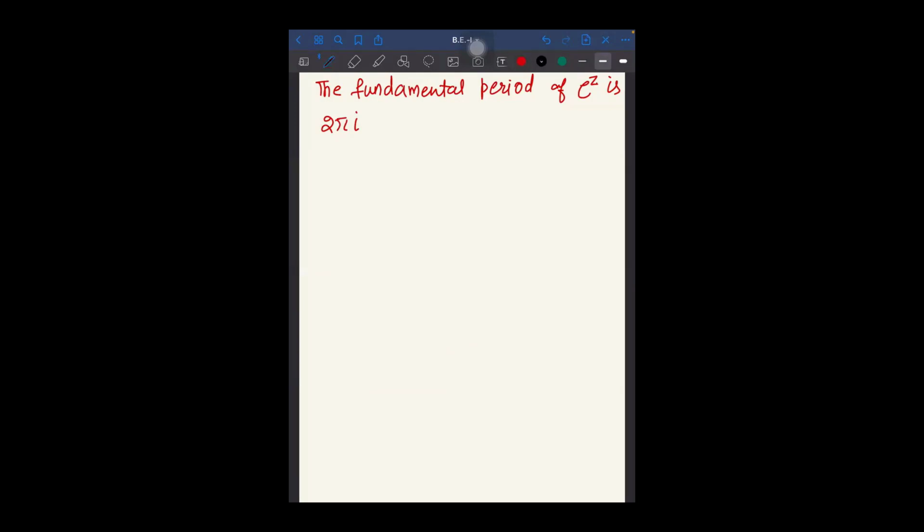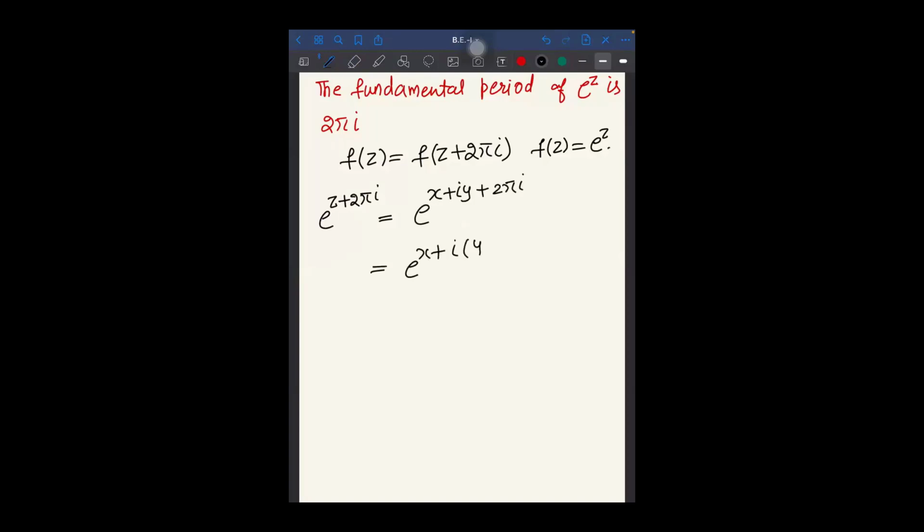Of course we need to prove that f(z) should be equal to f(z + 2 pi iota), where f(z) is e^z, right? That will be the period, and anything closer to the origin than 2 pi iota would not be the period. That's why it has to be a fundamental period. Okay, so first of all, we are going to check it. Consider e^(z + 2 pi iota). That means this expression: e^(x + iota y + 2 pi iota), and that will be e^(x + iota y) times e^(2 pi iota).